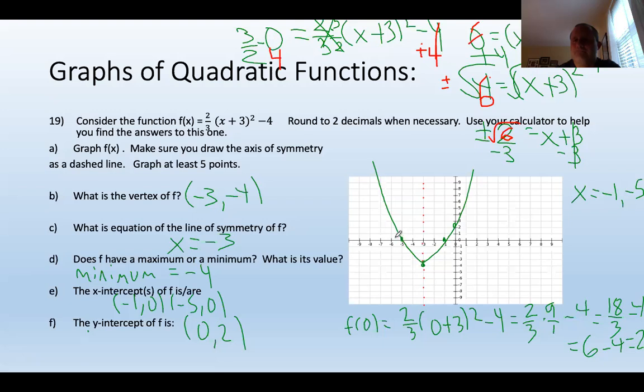And so it's pretty close to being -5 and -1, but it's more of a decimal, and you kind of have to estimate where it would be. So let's just call our x-intercepts to be negative 0.76 and negative 5.24.